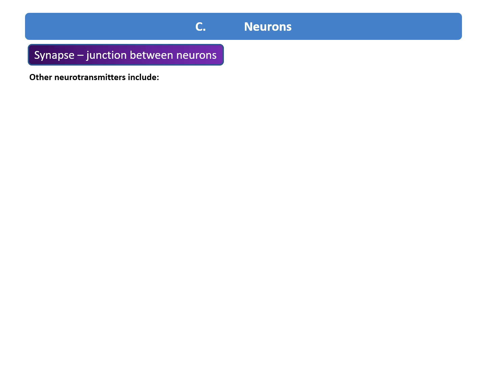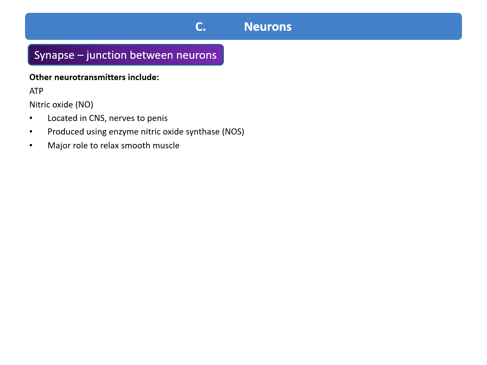Other neurotransmitters include ATP, nitric oxide. This is unusual because it's a gas. It's located in the central nervous system, and it sends neurons into the penis. It's produced using an enzyme called nitric oxide synthase. A major role is to relax smooth muscle. Carbon monoxide is another neurotransmitter. It tends to be excitatory, and it's produced in the brain.